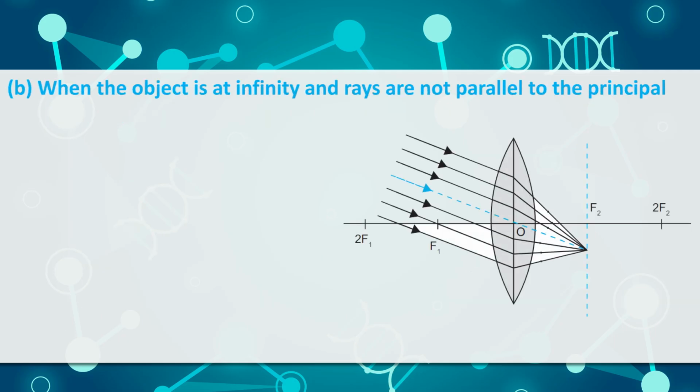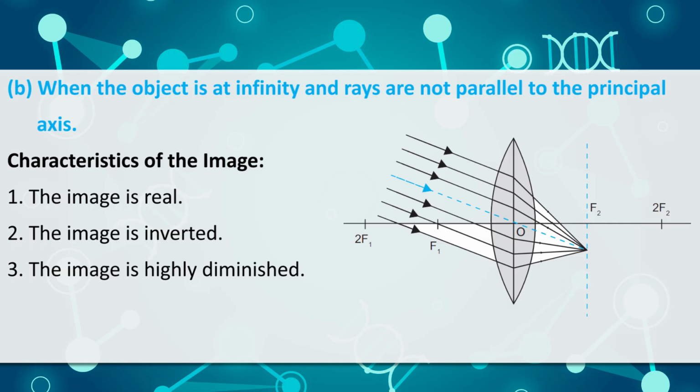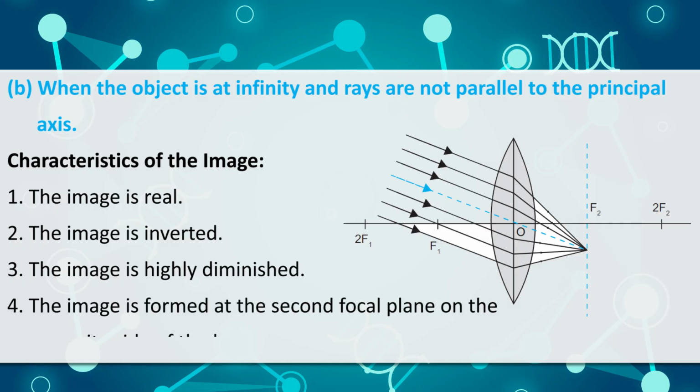When the object is at infinity and rays are not parallel to the principal axis. Characteristics of the image: The image is real. The image is inverted. The image is highly diminished. The image is formed at the second focal plane on the opposite side of the lens.